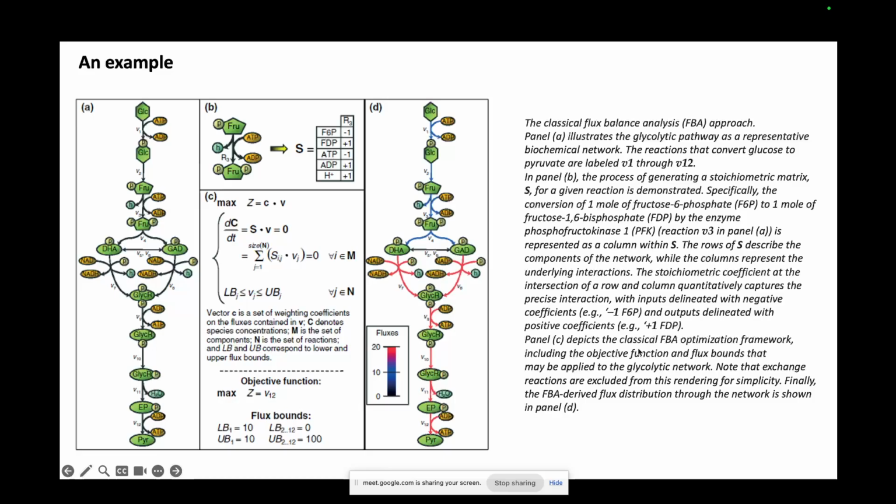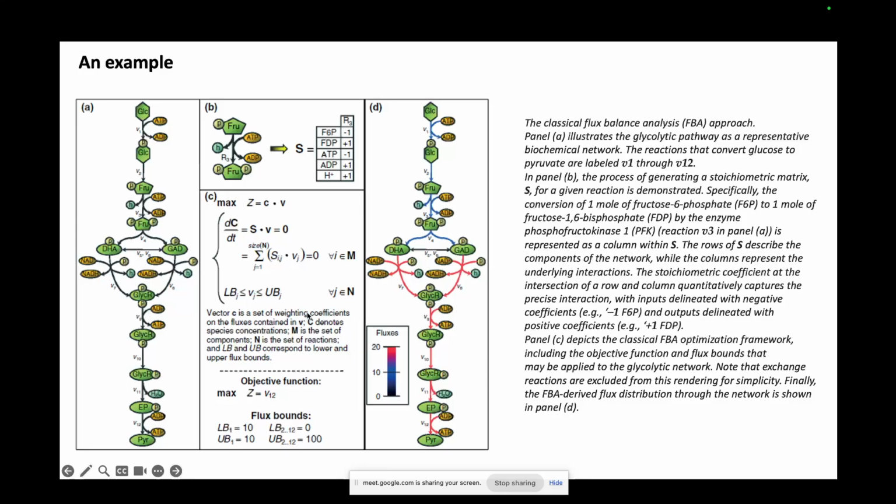Yeah, this is actually a classical depiction of the FBA optimization framework, including the objective function. This is your objective function. This is what you're trying to maximize, and the flux bounds that may be applied to the glycolytic network. So this is a flux bound. LB is the lower bound, UB is the upper bound. Small c is a set of weighting coefficients on the fluxes contained in v. The capital C actually denotes the species concentrations.